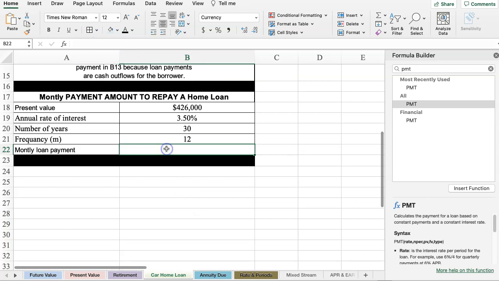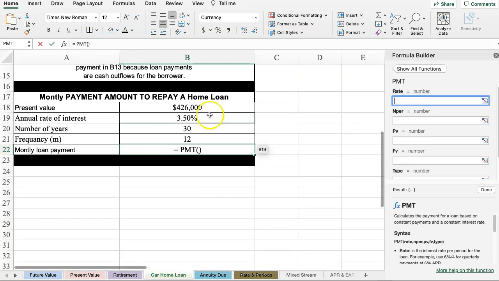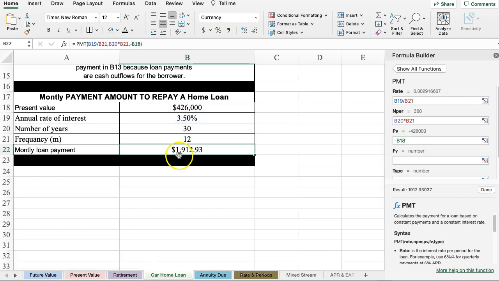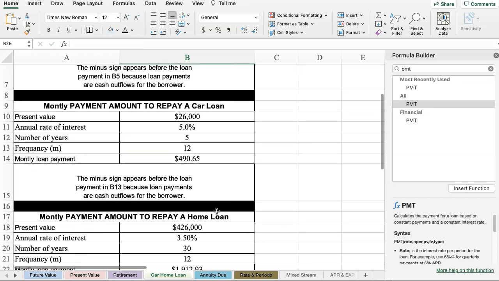Payment rate is going to be 3% divided by 12, and per will be the number of years multiplied by the frequency, and the present value, put a negative sign to note the cash outflow. So our monthly payment would be $1,912.93 on that. Okay. Let's move on.